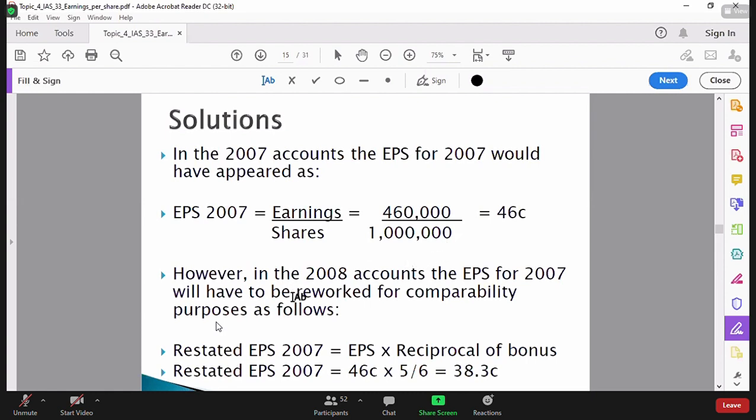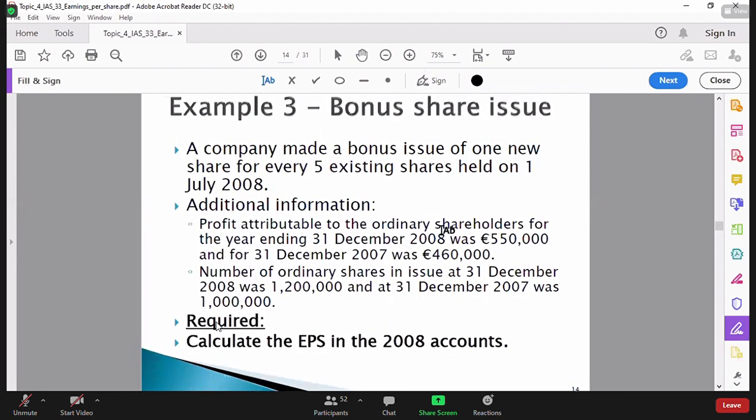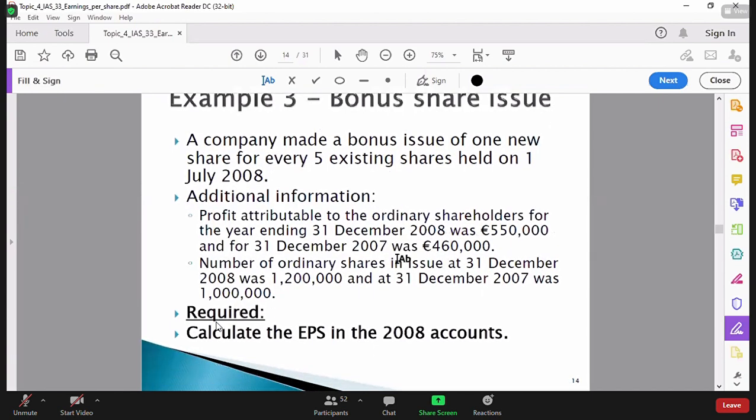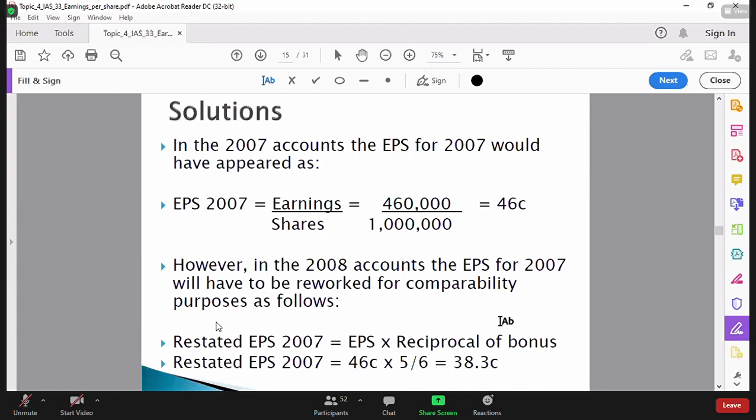But in 2008, there is a bonus issue. So here, you need to restate the EPS to make it comparable, like what the question and the standard mentioned. So how do we calculate that? That will be the restated EPS. You take the 46 cents, then you need to multiply with 5/6.